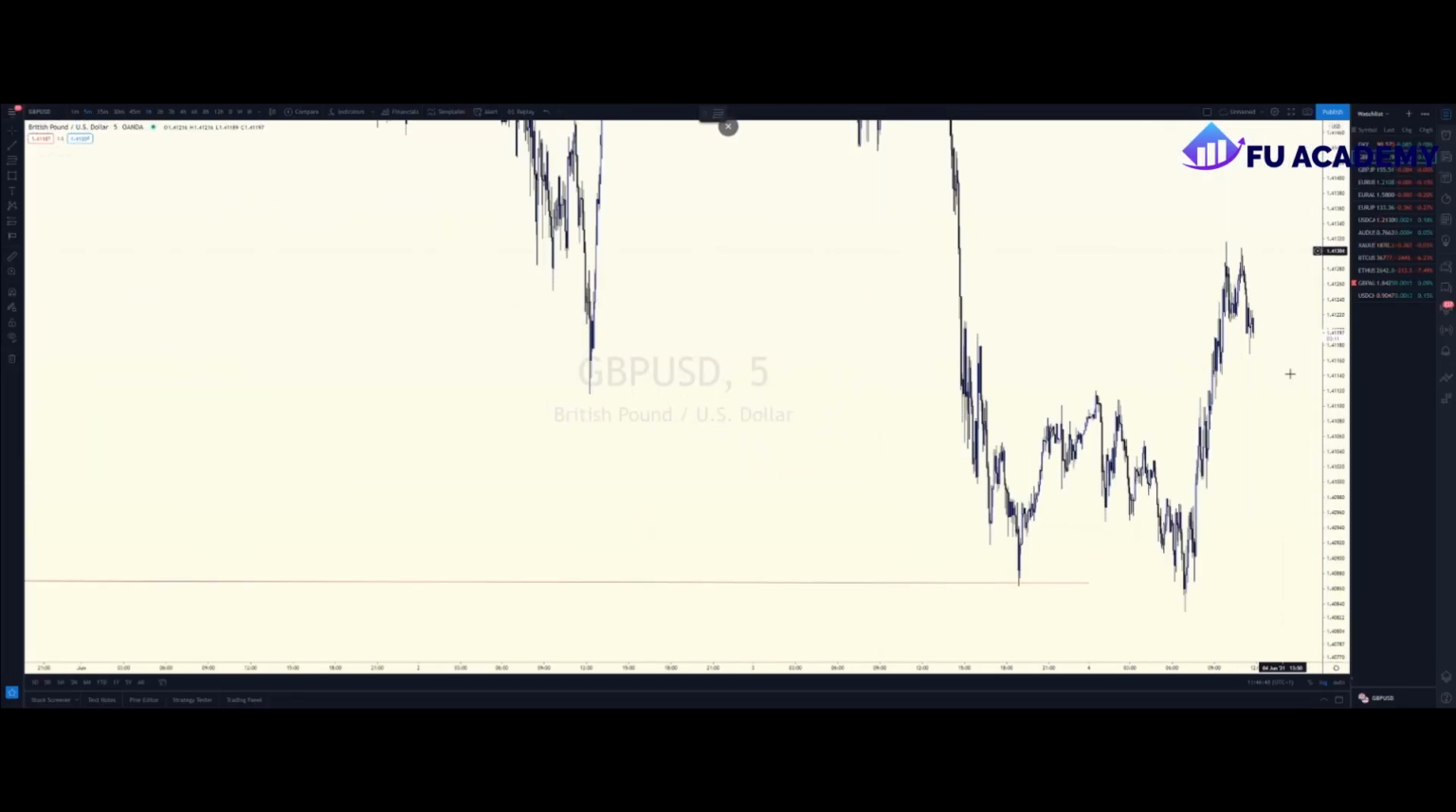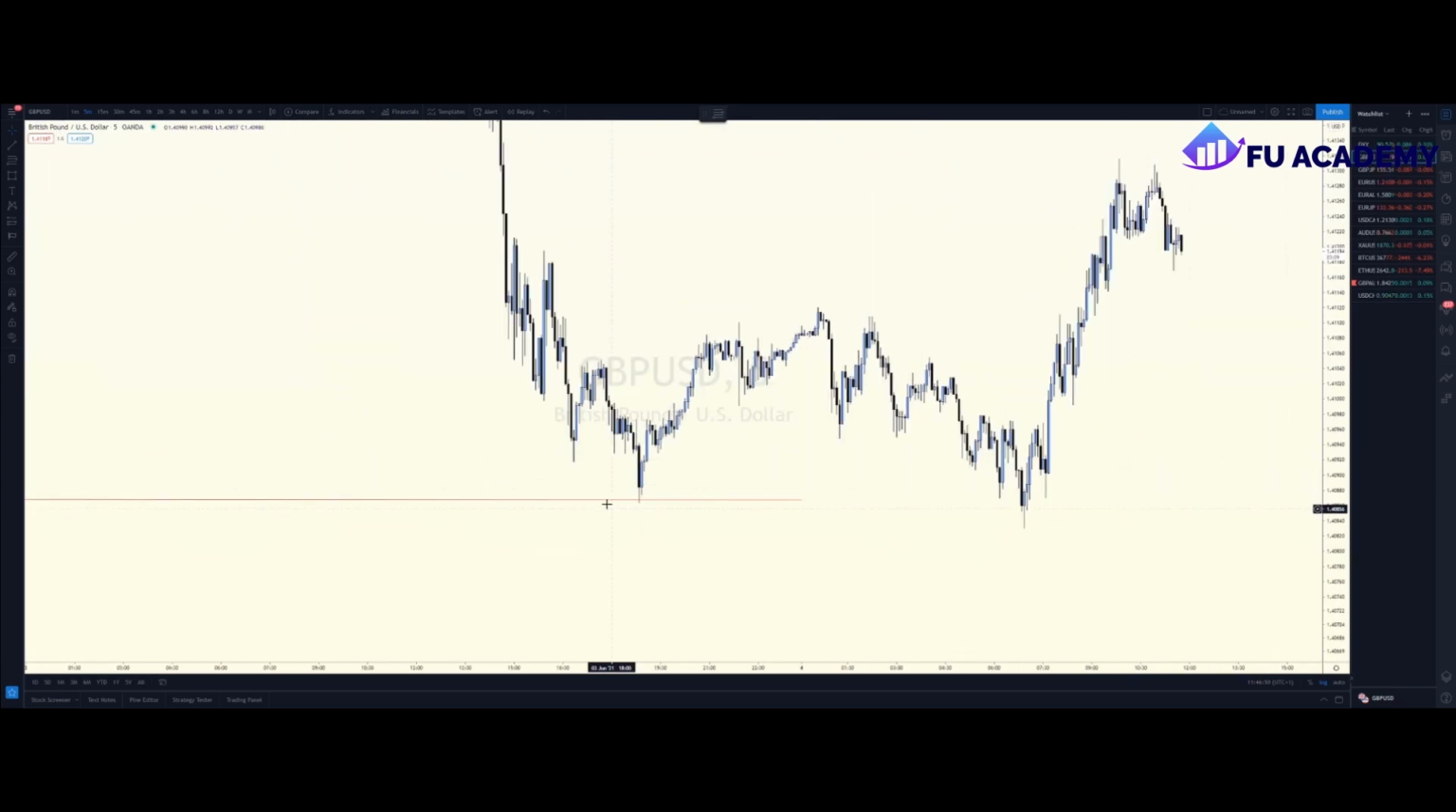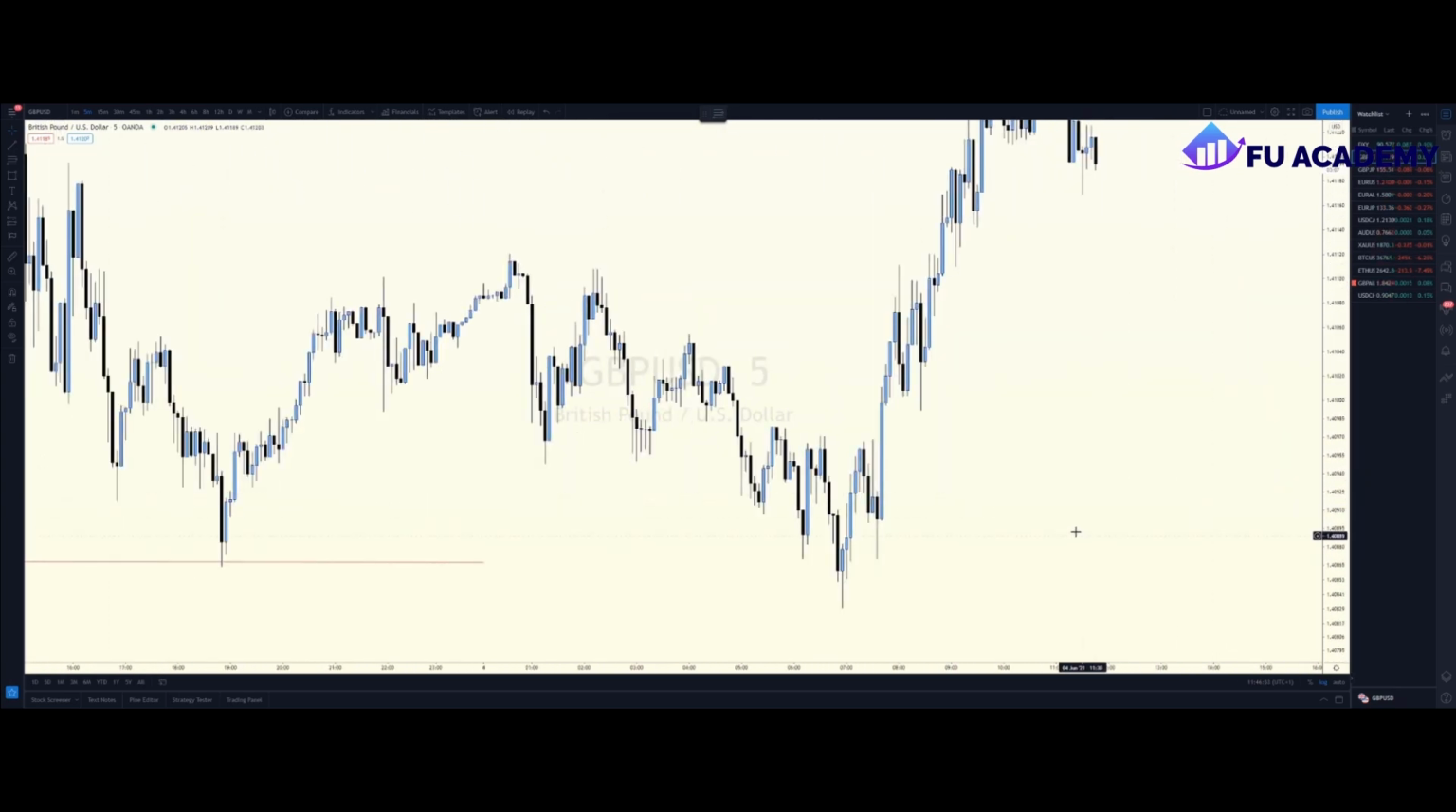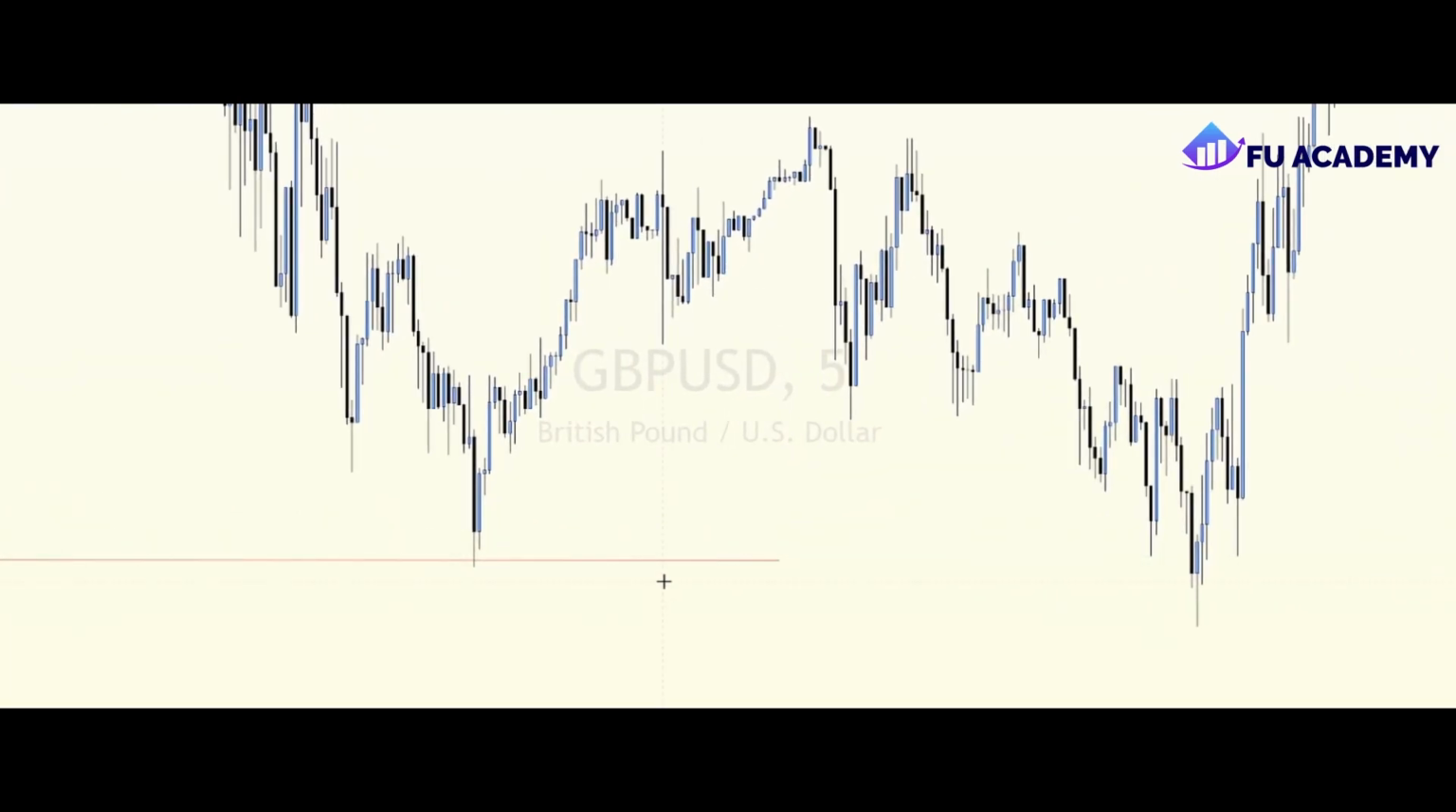Okay, so once again, what do we have right here? Not only did we have the liquidity back here, we also had the liquidity right here. So once again, what do we have? We have the support being created on the lower time frame.